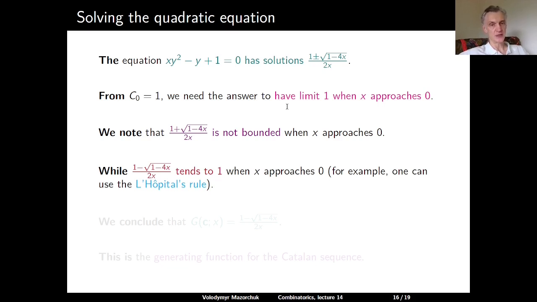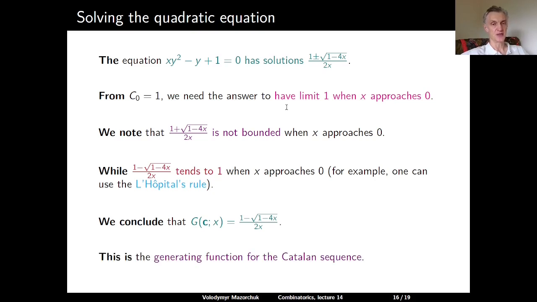We can use L'Hopital's rule: we take the derivative of both numerator and denominator, and we get 2 in both cases. So we deduce that the limit is equal to 1. So we can now conclude that the generating function for the Catalan sequence is the function 1 minus the square root of 1 minus 4x, divided by 2x. So that's the generating function for the Catalan sequence. Note that this is not a rational function, because what we have here in the numerator is not a polynomial, we have some square root here.